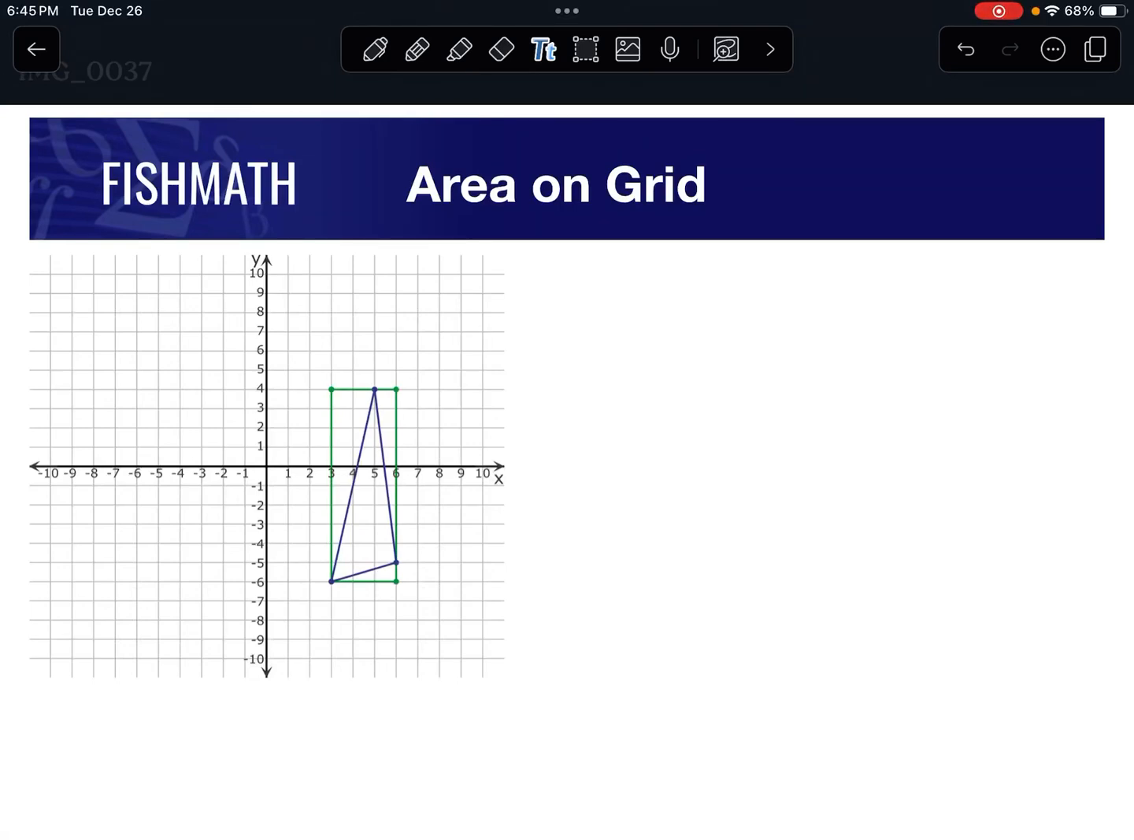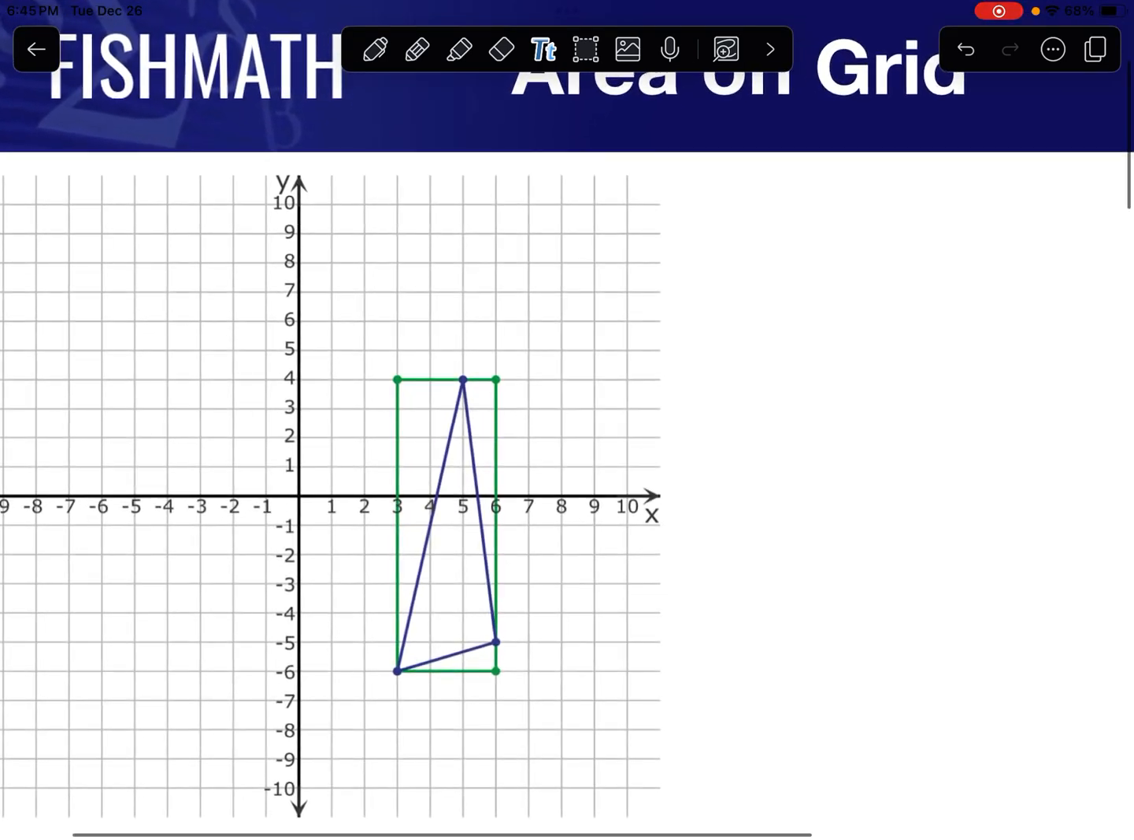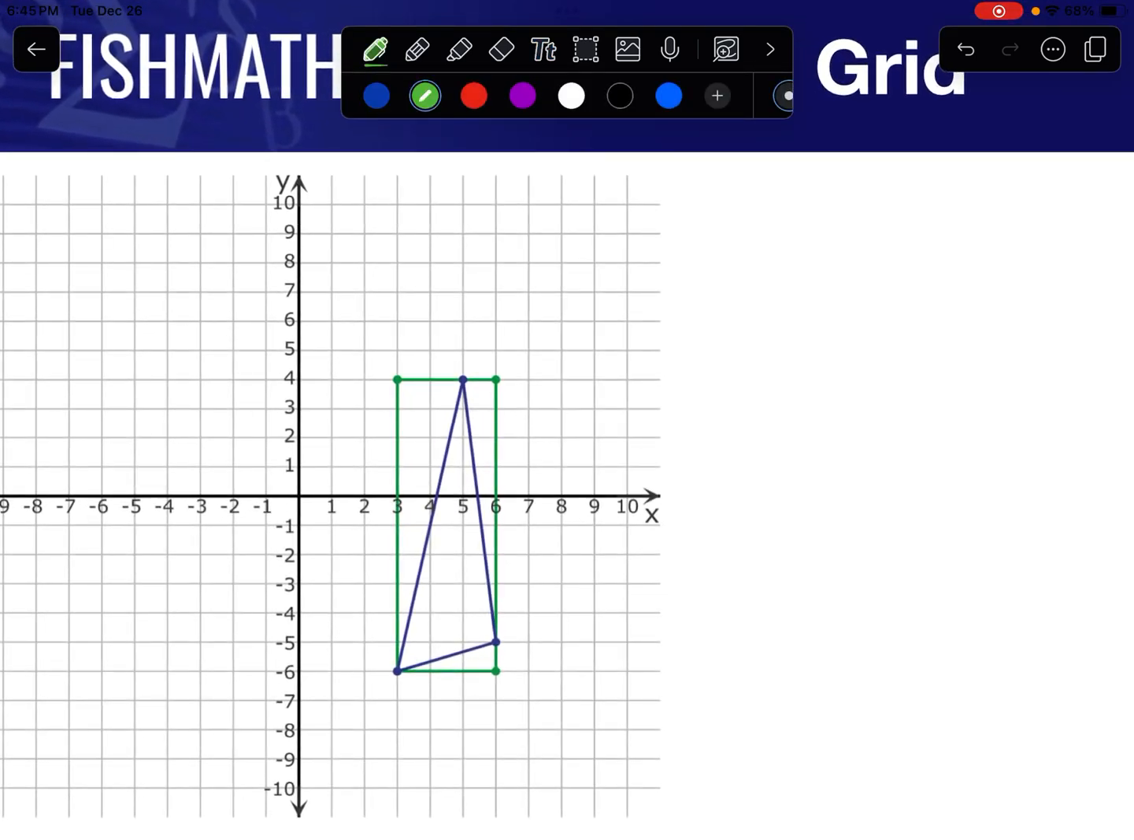Let's look at how to find area on the grid of various shapes. So we're going to focus on how to find the area of the blue shape, and we're going to use the green outer frame rectangle to help us figure that out. So the green rectangle's area is a little bit easier to find than the blue one.